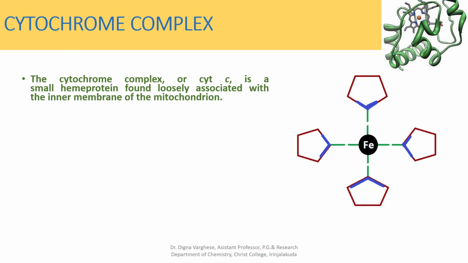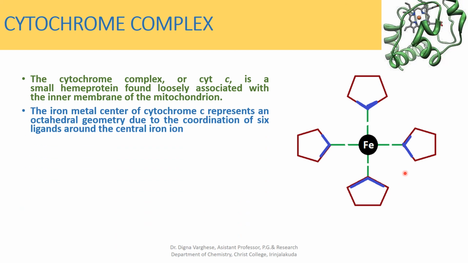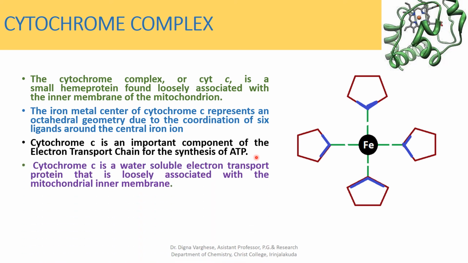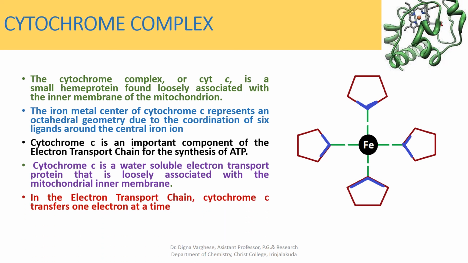Cytochrome complex. The cytochrome complex, or Cyt C, is a small hemoprotein found loosely associated with the inner membrane of mitochondria. The iron metal center of cytochrome C has an octahedral geometry due to the coordination of 6 ligands around the central iron ion. Here only 4 coordination sites are shown, the others are here and here. Cytochrome C is an important component of the electron transport chain for the synthesis of ATP. Cytochrome C is a water-soluble electron transport protein that is loosely associated with the mitochondrial inner membrane. In the electron transport chain, cytochrome C transfers one electron at a time.